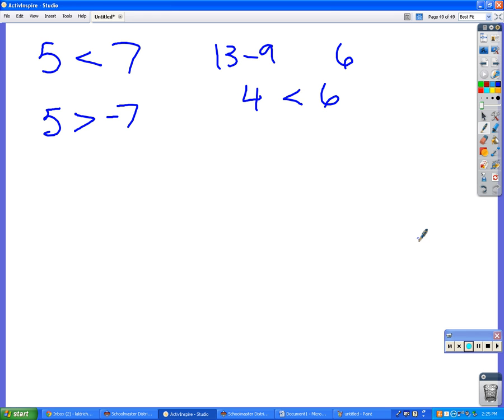And then I can also do a little multiplication here. How does 2 times 8 compare to 10? Greater than, good, because 2 times 8 is 16, and 16 is greater than 10. Does that make sense?